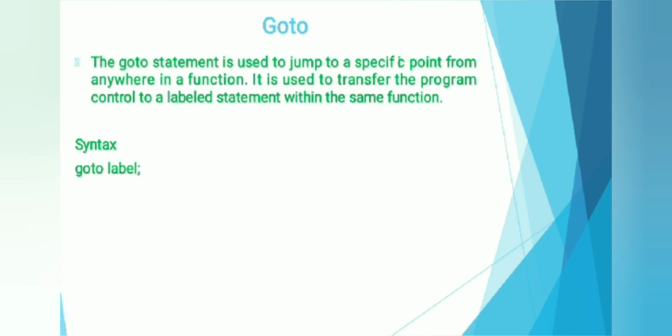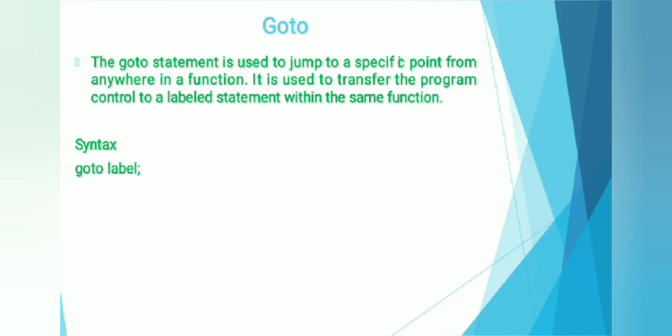Next we are going to see the goto statement. The goto statement is used to jump to a specific point from anywhere in the function. Mainly it is used to transfer the program control to a labeled statement within the same function.